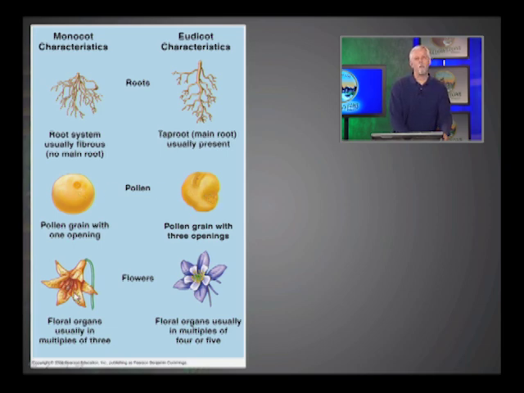And then also flower parts. And by this we mean petals, sepals, stamens, and sometimes even pistils themselves. If they're in multiples of 3, that's typical of monocots. If we see those in multiples of 4s or 5s, that's more typical of dicots.